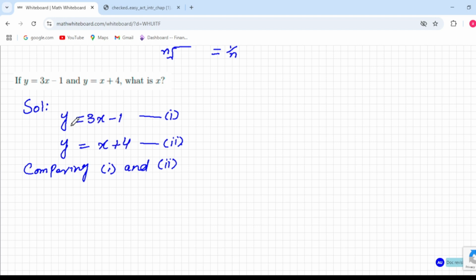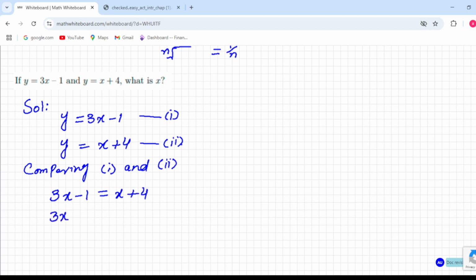The other thing is that if we put y equal to 3x minus 1 in place of this y, then if we compare these two, left hand sides are equal, so right hand sides are also equal, which means the right hand side of this equation is 3x minus 1 and this is x plus 4. So 3x minus 1 is equal to x plus 4. So we combine the like terms to find the value of x.